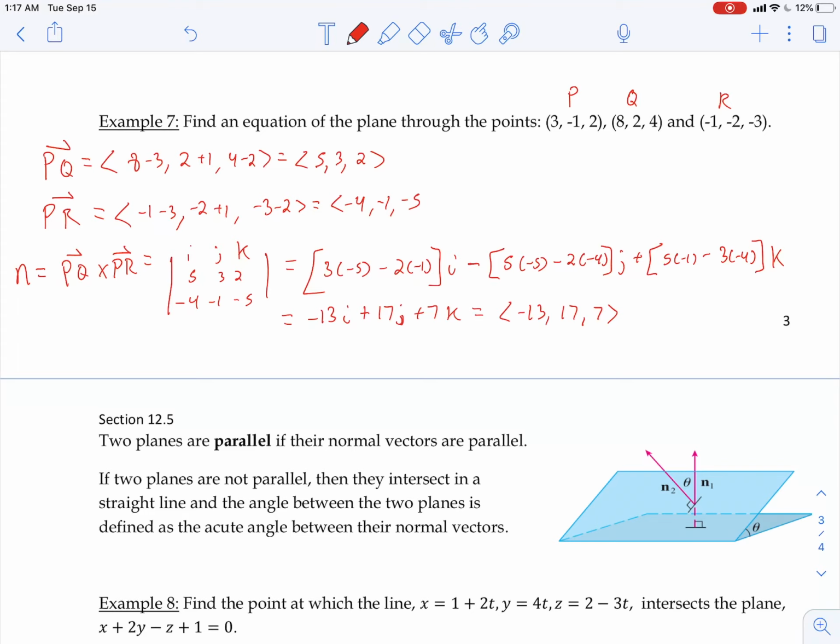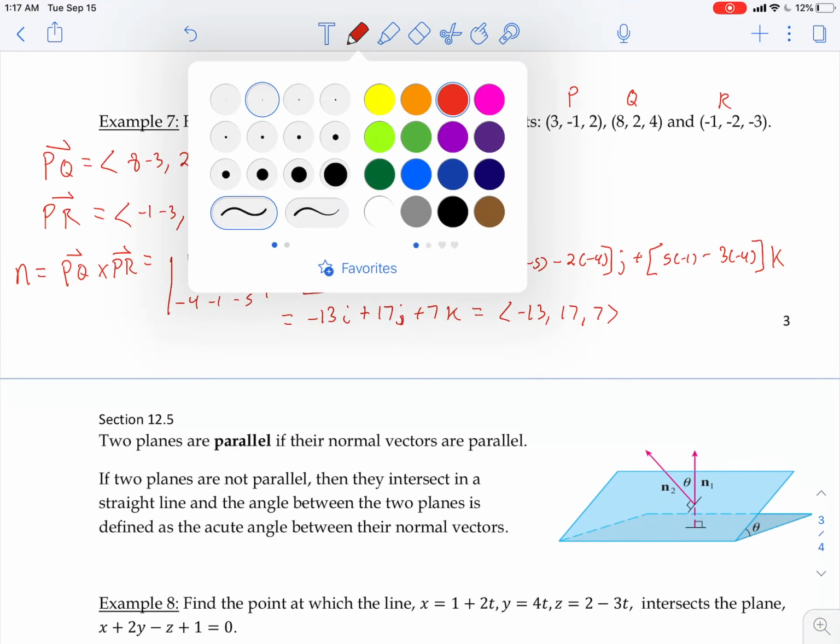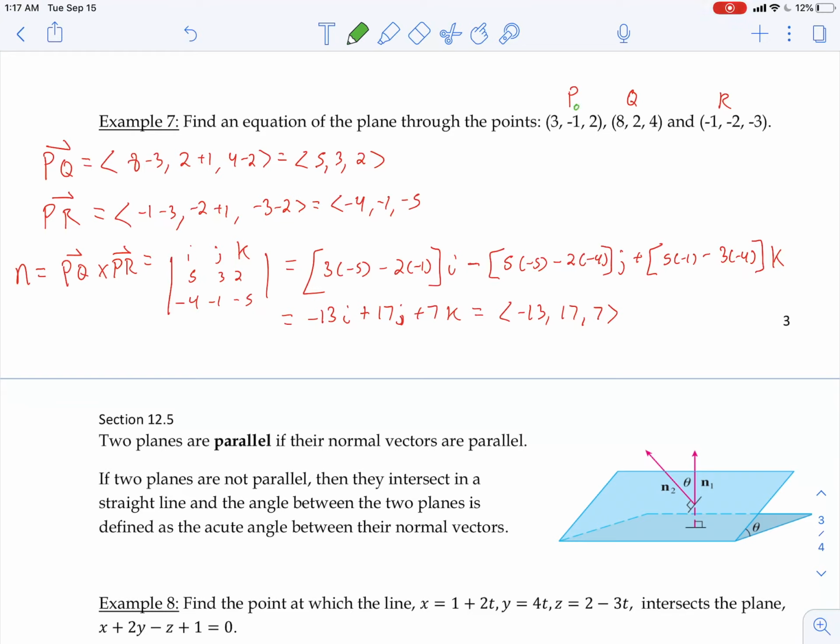And now we're going to write the equation of our plane. So we have an initial point, and I'm just going to use this as my initial point. And I'm going to have my normal vector. So it's going to be -13 times x minus 3, plus 17 times y plus 1, plus 7 times z plus 2, and that's equal to 0. Alright, just to save some space in doing the math, I think everybody can do this type of math.